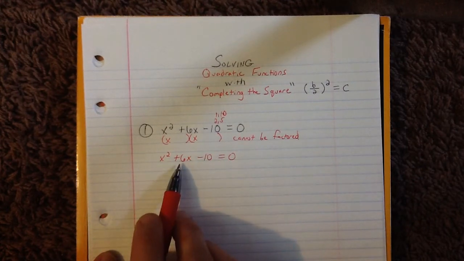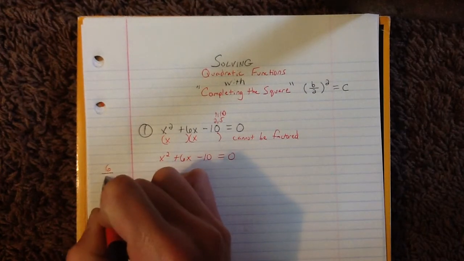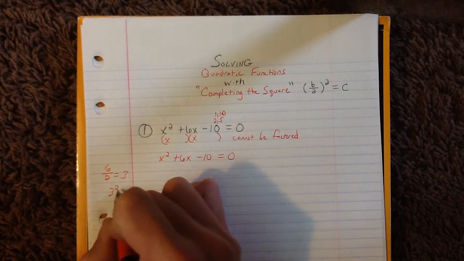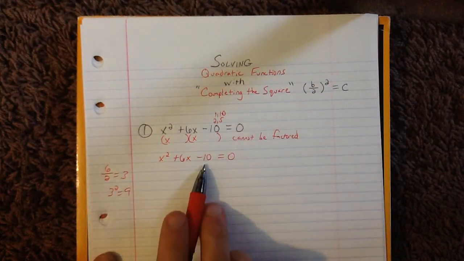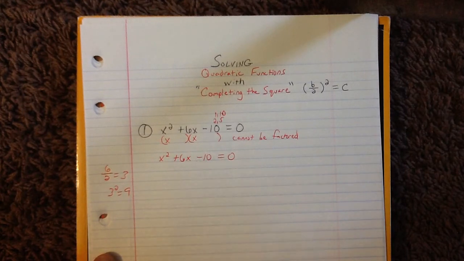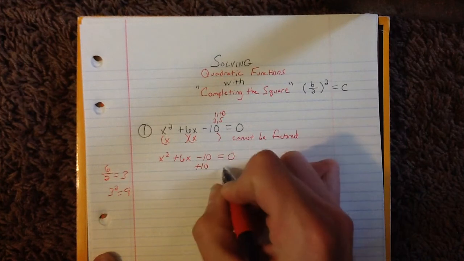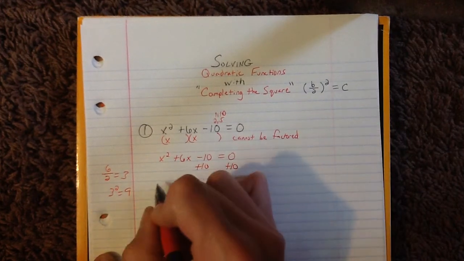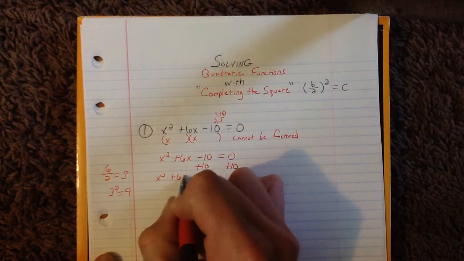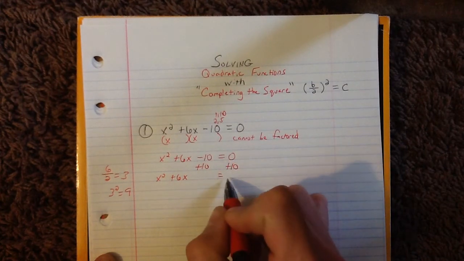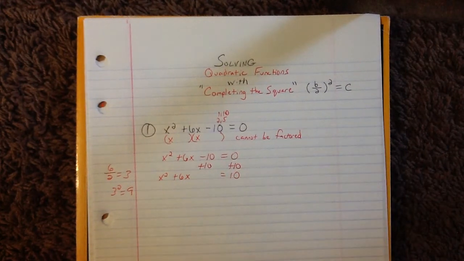So I'm going to say that again. Half of the b value, so 6 divided by 2, raised to the second power, is what I need my c value to be. I need that to say plus 9. If it doesn't say plus 9, I need to get rid of it. So I'm going to get rid of that negative 10 with a plus 10. That's going to give me x squared plus 6x, and then I'm going to leave a blank spot here equal to 0 plus 10, which is 10.